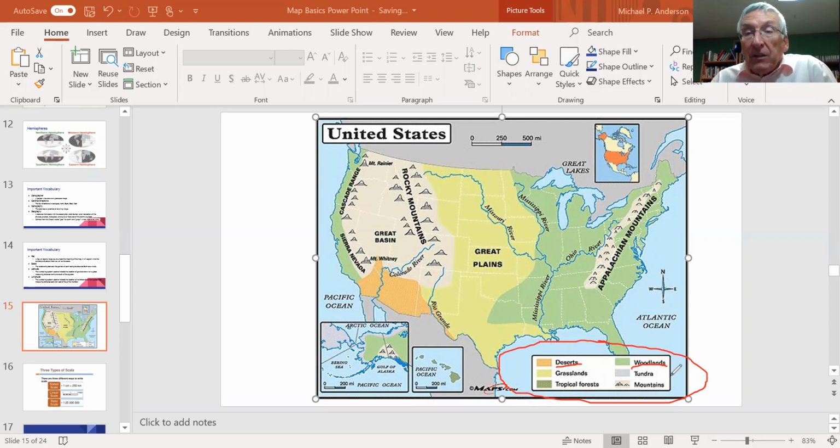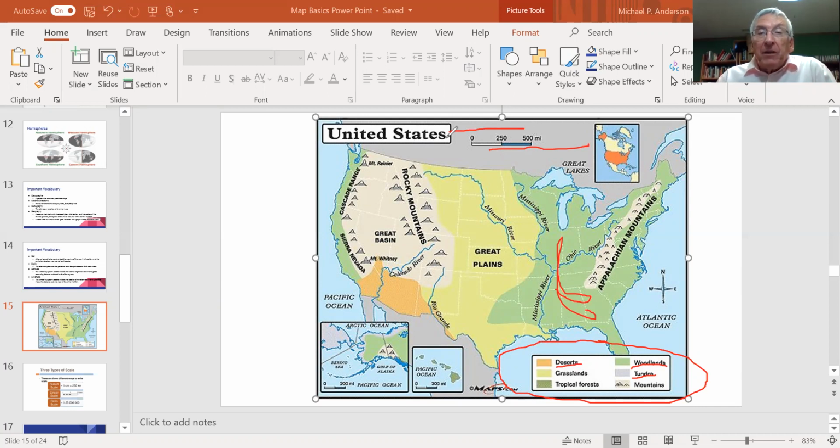We don't see any cities here. We don't see any roads or anything like that. This is just telling us what topographically the terrain would look like. Okay, so tundra, that would be up here, tundra. And the green shows woodlands. All of this stuff is woodlands. So this tells us what we're looking at on the map.